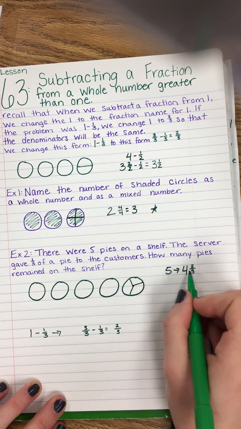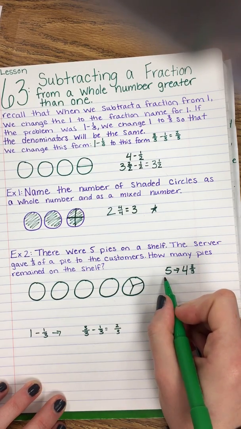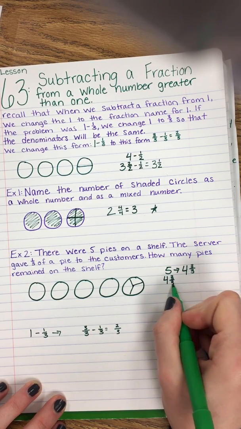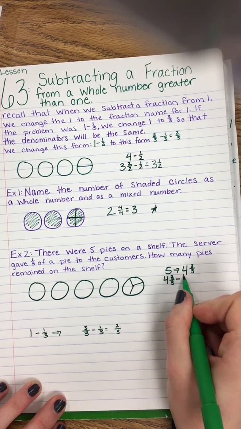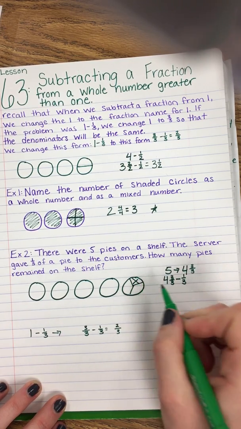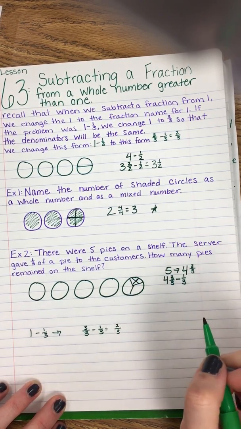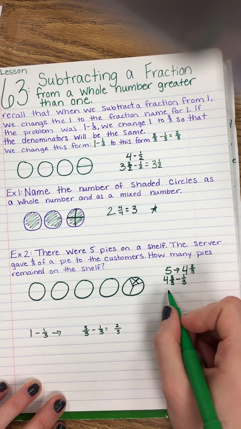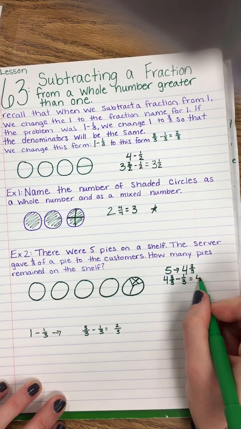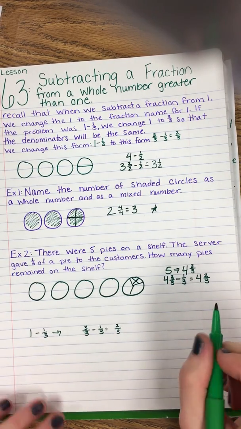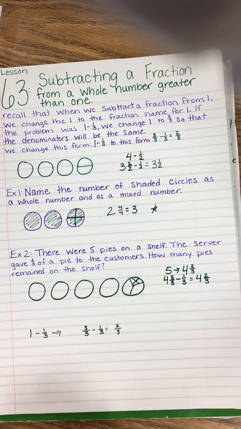So we've changed our 5 pies into 4 3/3, so now our problem is 4 3/3 minus 1/3, because he gave this piece to the customer, so that no longer exists. So 4 3/3 minus 1/3 equals 4 2/3 pies are left.